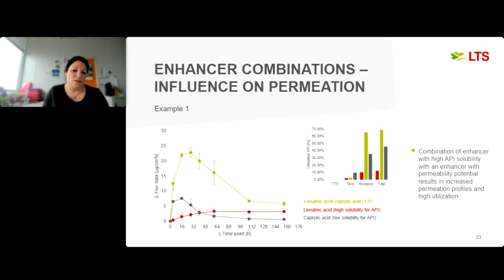So in this case, you can see in red that we have here an enhancer with a very high solubility for the API, but no permeation potential or no increase of permeation potential for the API. And we have here in gray the enhancer with a permeation potential for the API, but with a low solubility. And if we combine this, also different ratios of both are possible, then we normally get something like you can see here in green. So we have a very high increase of the permeation profile because we mixed up a very good penetration enhancer with a very good co-solvent in this example.